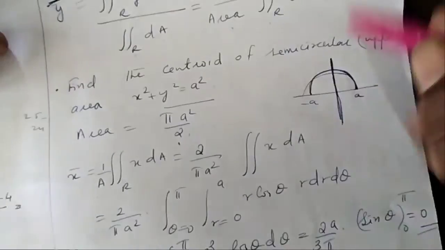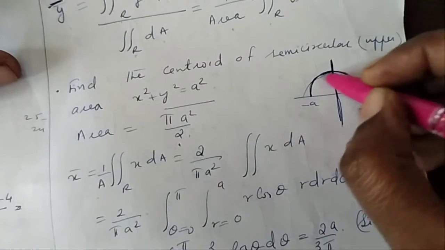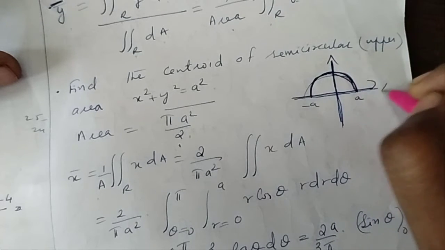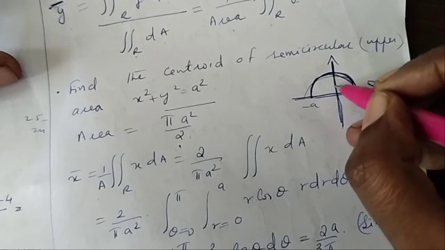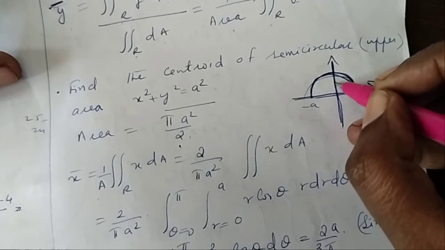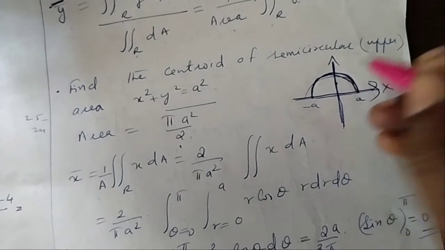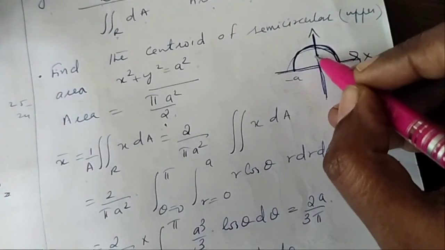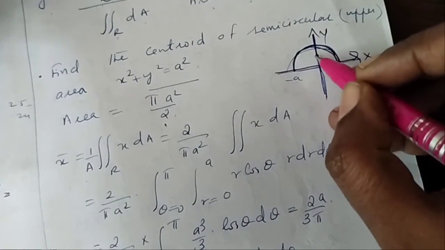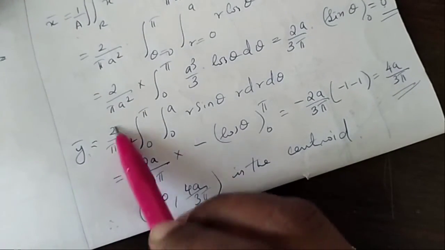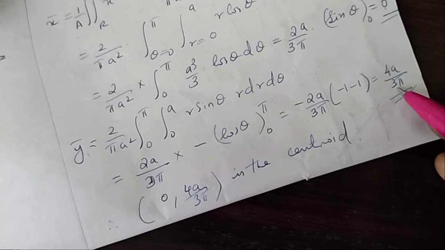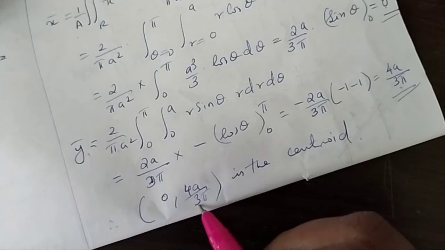Or otherwise, we can consider that if it is an area region, the centroid will be along the y axis. The centroid is the point at which we balance this region. So this centroid will be along the y axis, so the x coordinate is 0, x bar is 0. Then y bar is 1 by area, same limits, integrating, 4a by 3 pi. So (0, 4a by 3 pi) is the centroid.